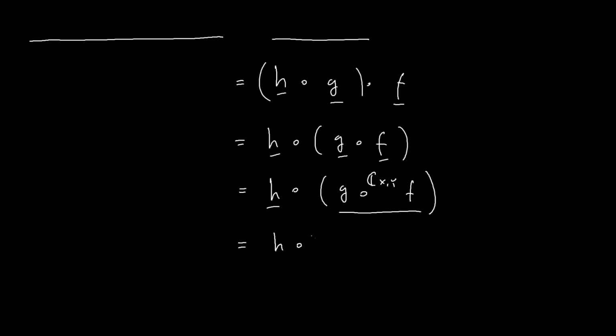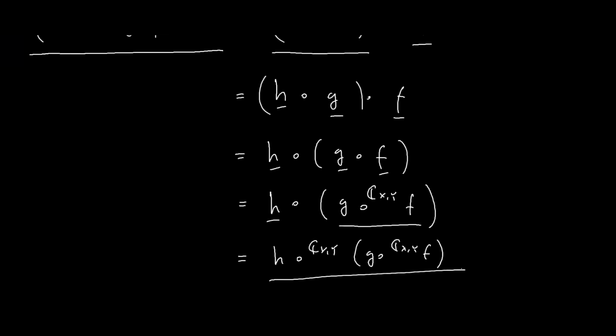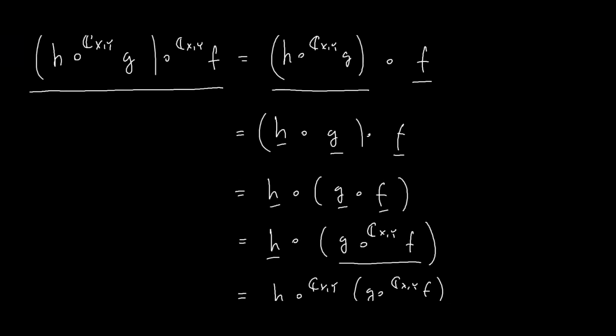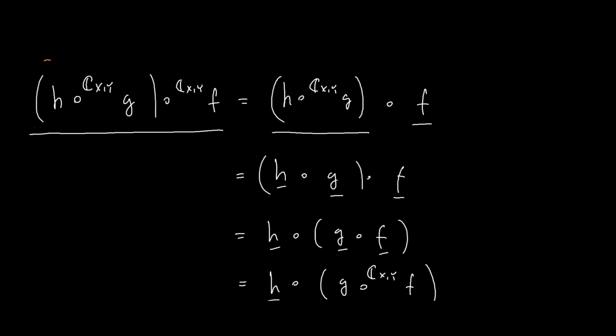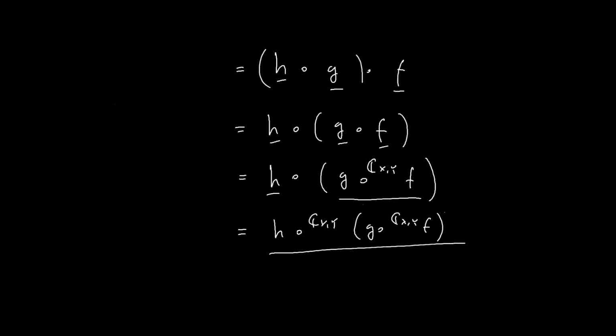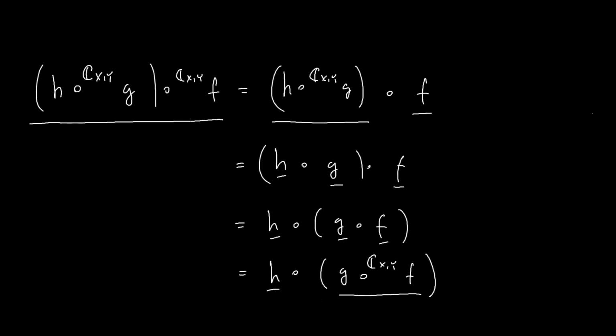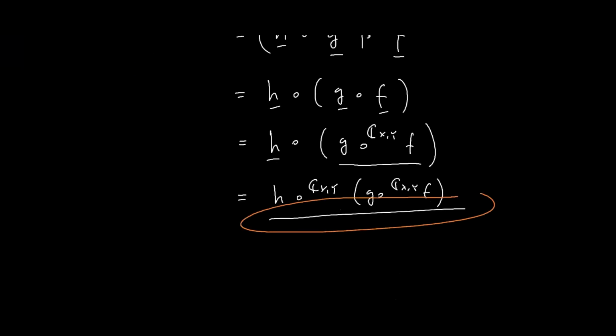Which itself in turn equals H composed in this category with that object, with that morphism underline. So we only get that this composite, we don't yet get that this composite equals that composite. We get instead that its underline equals the underline of the other.